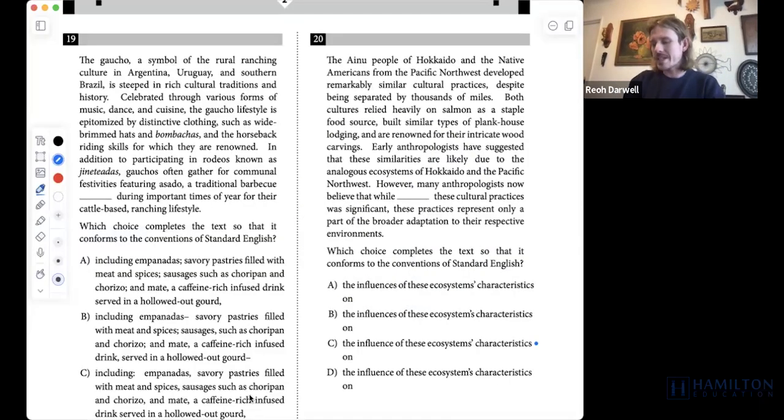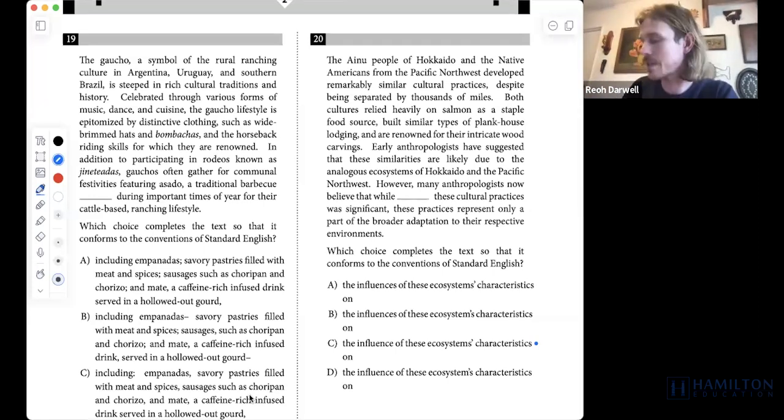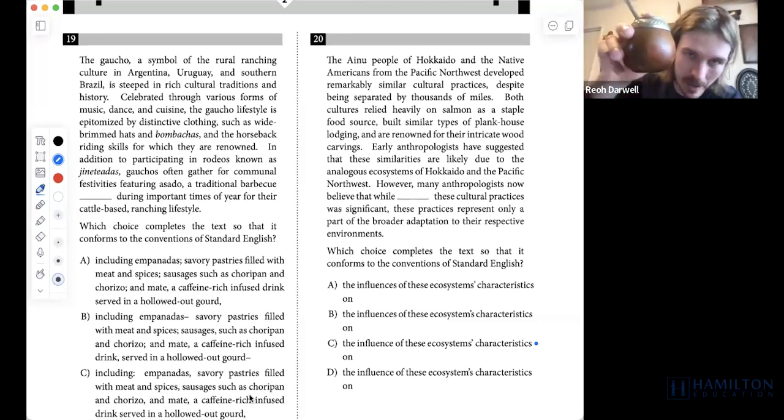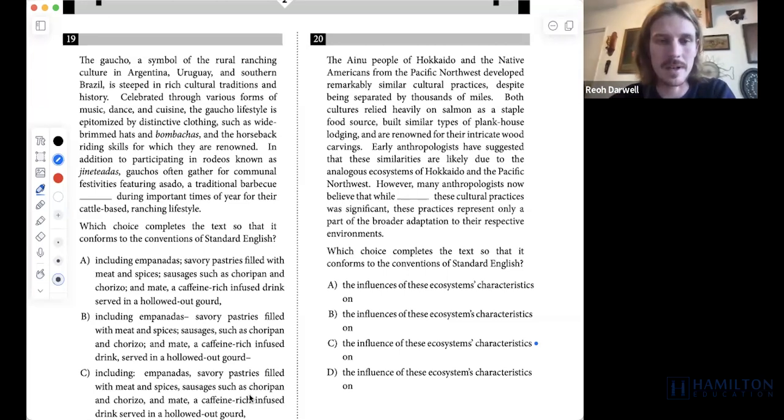Okay, so question 19 is very classic of this new SAT. We're talking about the gaucho and some things they do, including drinking yerba mate out of a hollowed out gourd. Here we are. Look, I'm almost a gaucho right now. Anyways, what's being evaluated here is your ability to produce lists with semicolons.